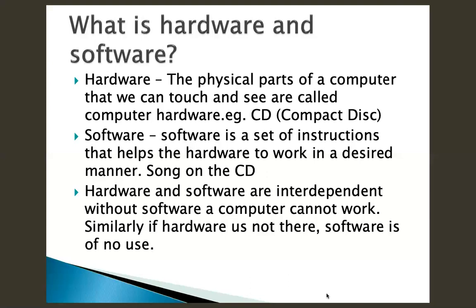Now let us take a simple example. I want to listen to music. So what will I need? I will require a music system, CD, DVD. Okay, so those all are hardware because I can touch them. I can touch my music system. I can touch my CD. I can touch my DVD. Yes, I can. So they all are hardware. They are physical parts.